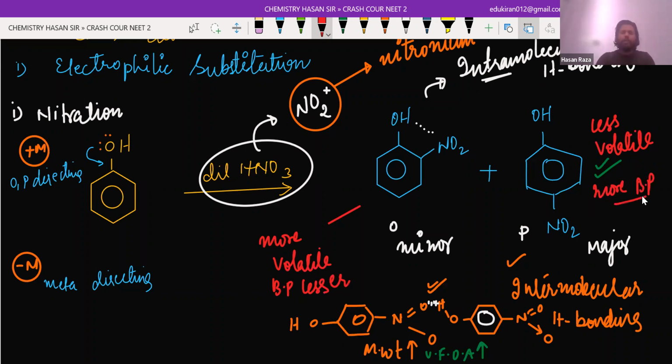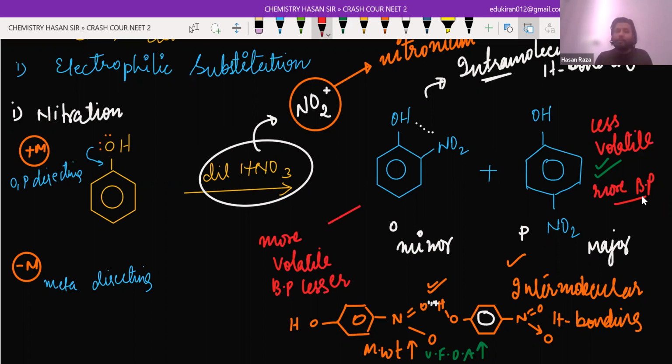It's all connected. If you think like this, first of all, ortho and para will be the major products. Why will para be the major product? It is more stable. Why is it more stable when they both have hydrogen bonding? Because in para there is intermolecular hydrogen bonding, and in ortho there is intramolecular hydrogen bonding. So due to intermolecular hydrogen bonding in para, the two molecules combine to form a single molecule, which means the molecular weight increases, and the van der Waals force of attraction increases, and hence it will be more stable.